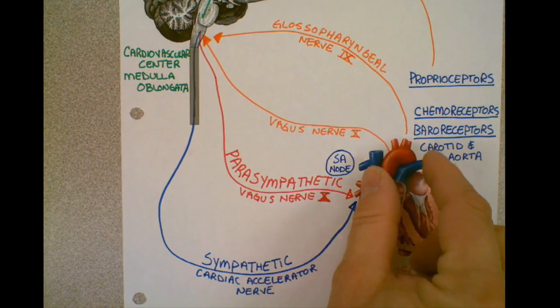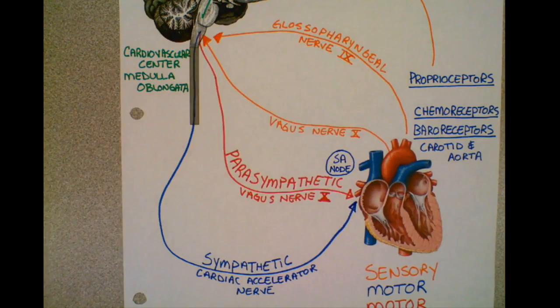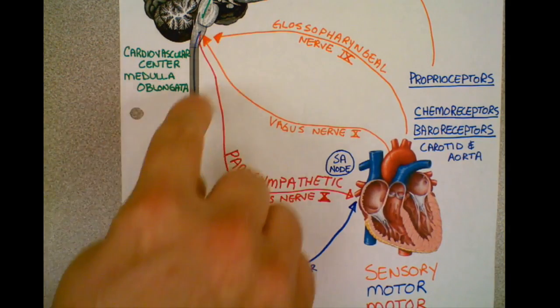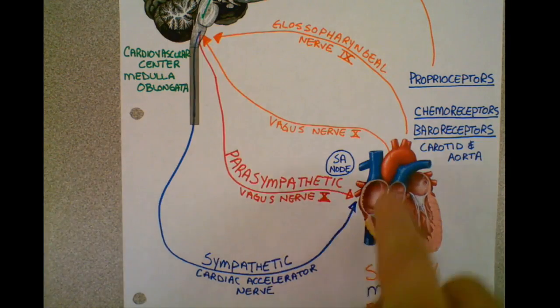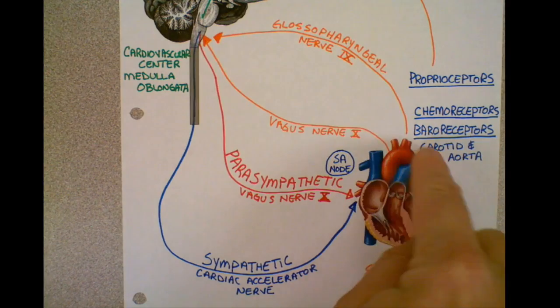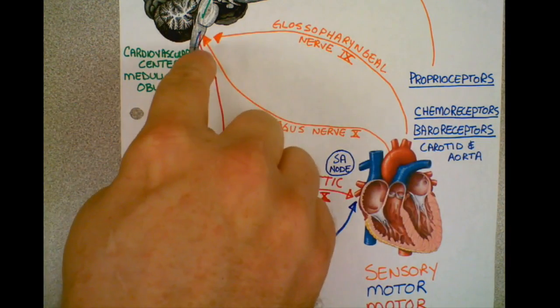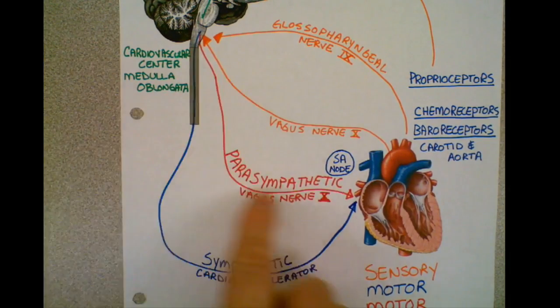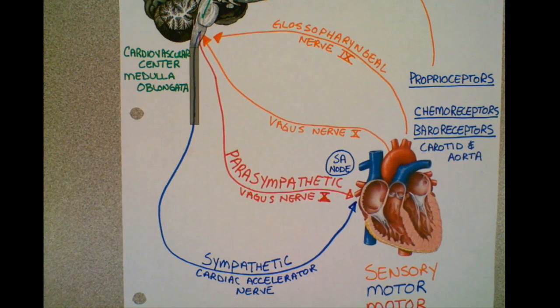But these sensory nerves are coming up telling the medulla oblongata, hey, you got to speed up the heart, or hey, you got to slow the heart down. And then the medulla oblongata responds accordingly. And we have this nice circuitry system where if our blood pressure is too high, we send a signal to our medulla oblongata. Medulla oblongata then sends a parasympathetic nerve response to slow our heart down. If our blood pressure is too low, the opposite happens. We send a signal up to the medulla oblongata. Medulla oblongata is going to speed up the heart by sending a sympathetic nerve response.